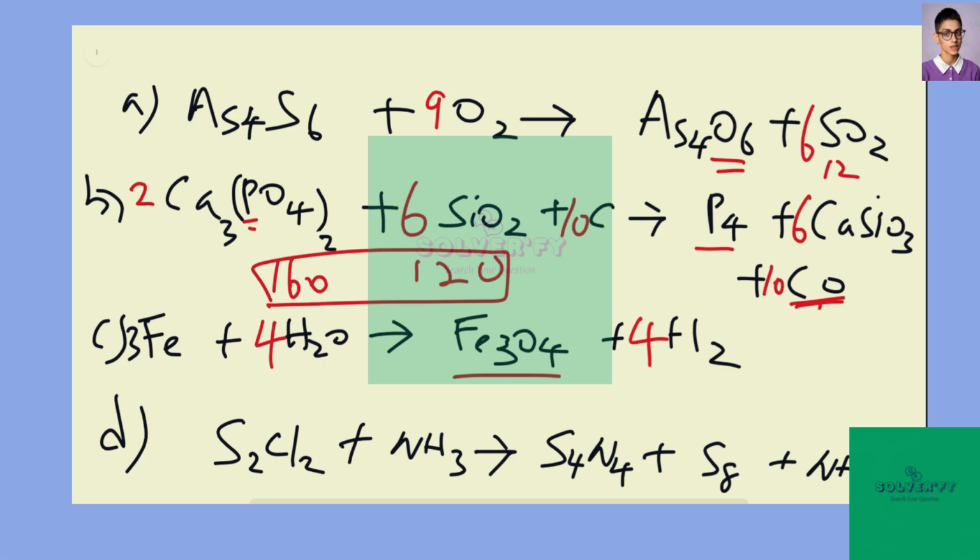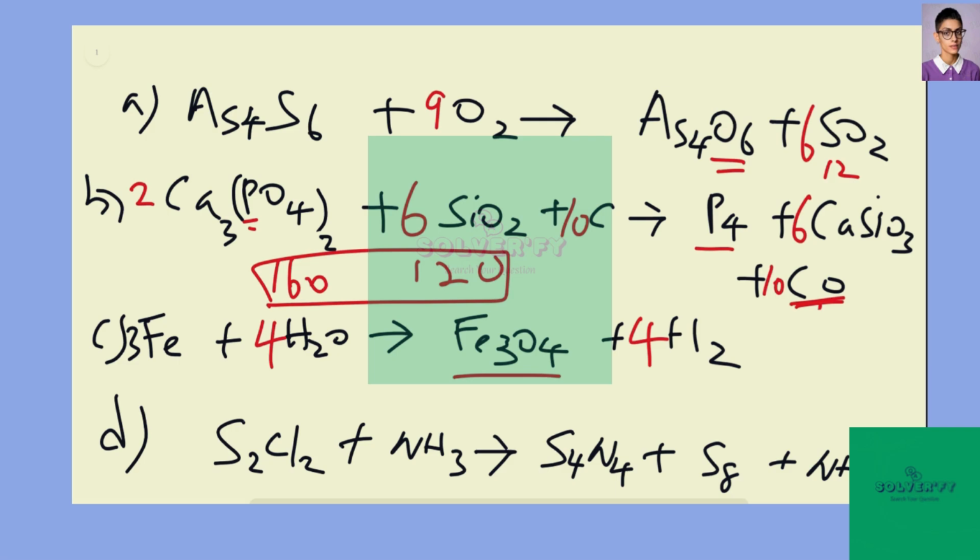Okay, so that's the reaction where S2Cl2 plus ammonia produces S4N4 plus S8 plus NH4Cl. Okay, so I will first identify the compound that I only find in one of the reactants or one of the products. Apparently, sulfur is present in S4N4 and S8, and nitrogen is present in NH4Cl. And chlorine is also only present in NH4Cl.